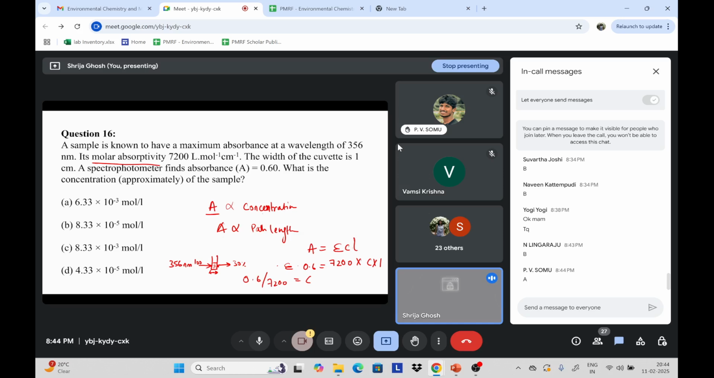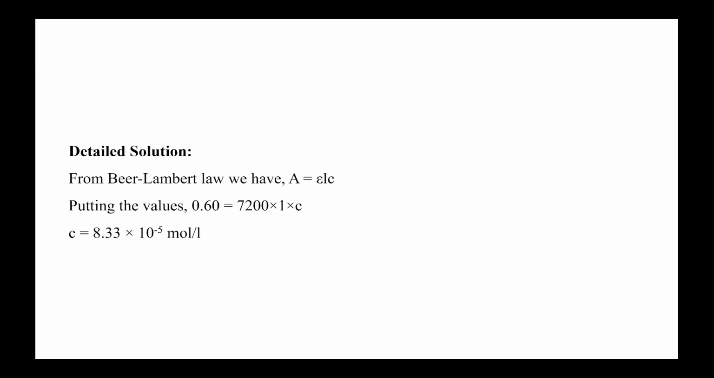Option B is the correct answer. Yes. 8.3 into 10 raised to the power of minus 5. Okay. So this is the Beer-Lambert's law I was talking about.